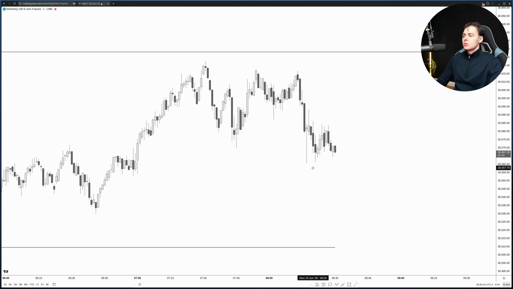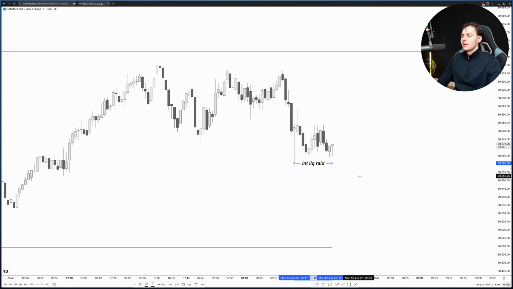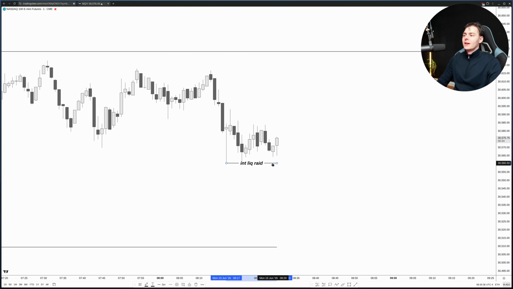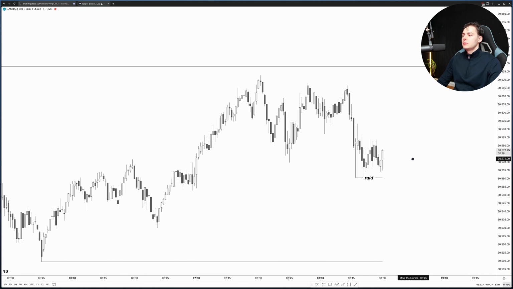We are pretty much just going to trade for internal liquidity, so all of these lows need to be taken out. Okay, so I'm just going to call it internal liquidity rate. Has anybody ever counted how much I'm saying "rate"? I'm saying it so often. No, actually, let me put it a little more simple, just rate. Okay, it's going to be a rate, and this needs to be taken out.